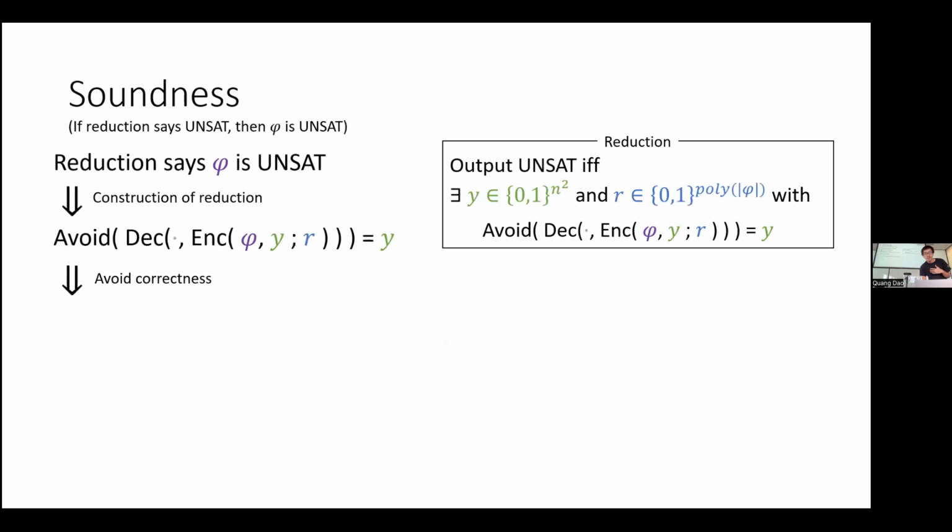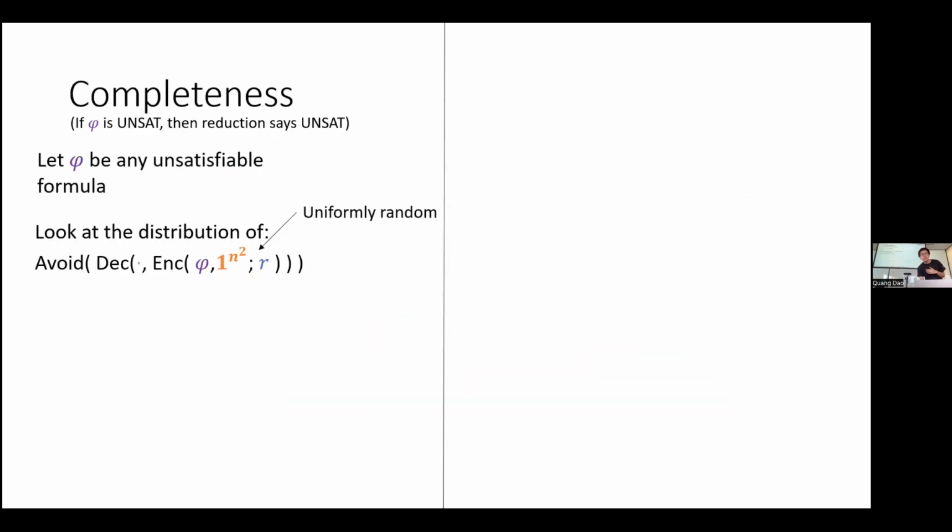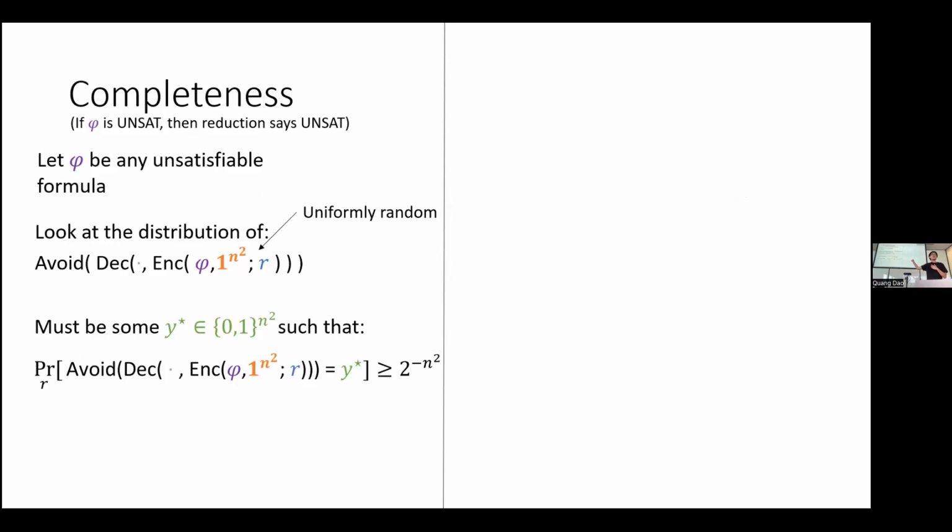So the decryption algorithm should also give a string of n squared length. In particular, there must be a string of length n squared which is output by this avoid algorithm with probability larger than 2 to the minus n squared. Because there are only 2 to the n squared possibilities, there must be a string that is output with larger than average probability. Is this true?